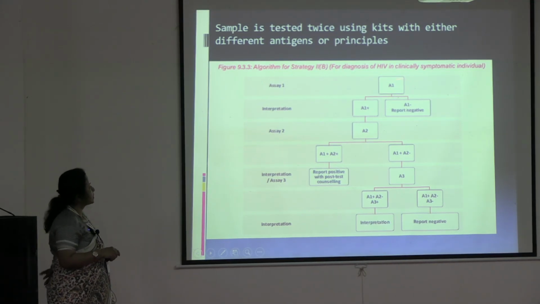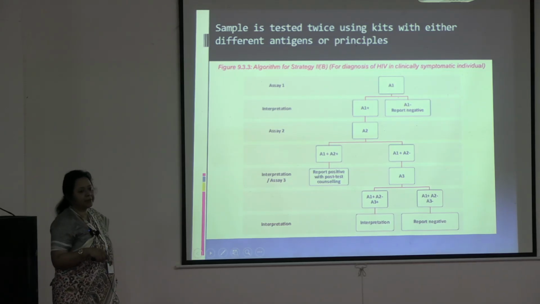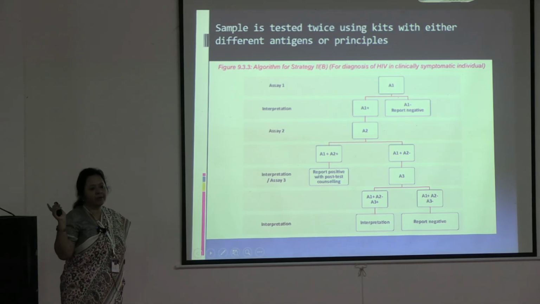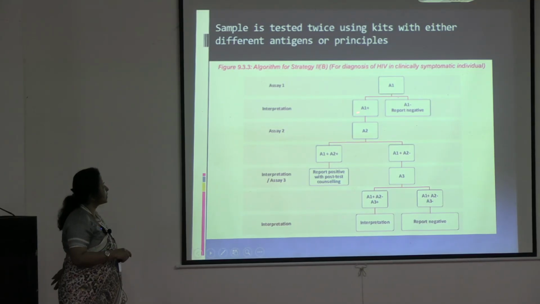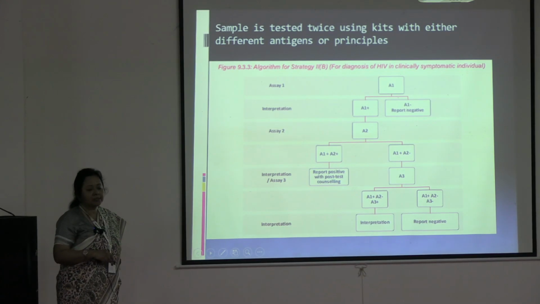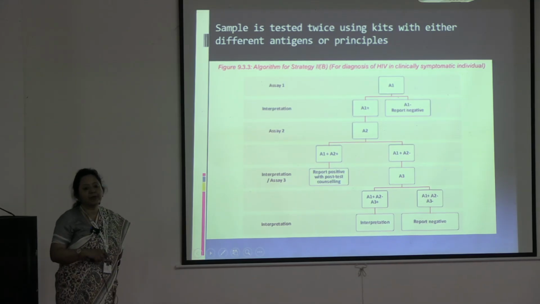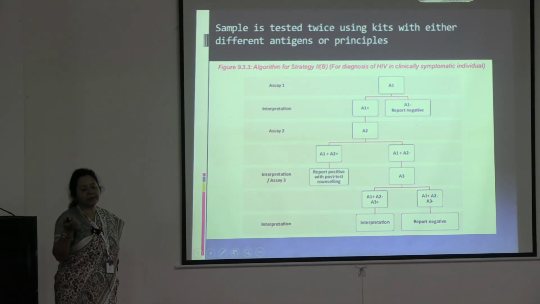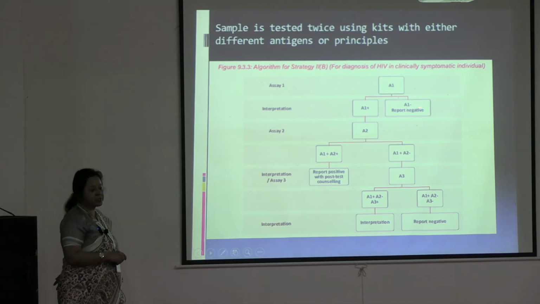The algorithm is, first test you do, test number 1, you will do it here. Maybe in your Santiniketan, when you start doing the test, this will be the test done here. And then you have to send the sample. If it is an OPD patient, you have to send the sample to the ICTC center, that is in AGMC. We have an ICTC center there. So you have to send the sample there, and they will do the following tests for the confirmation.